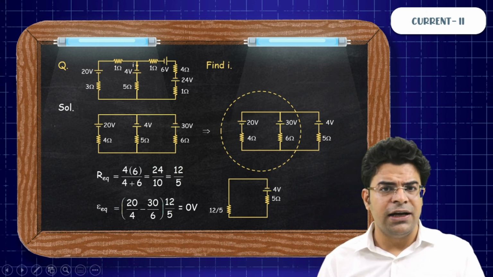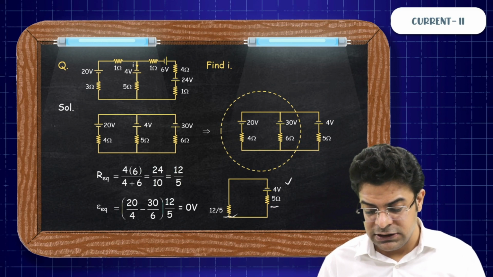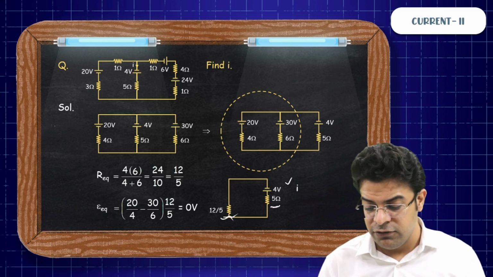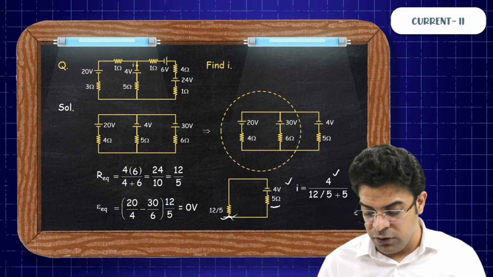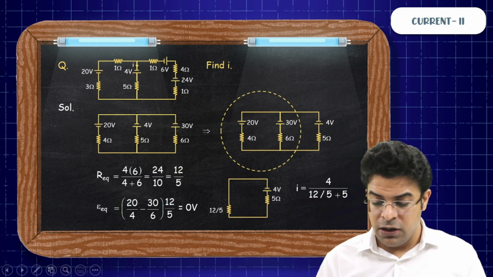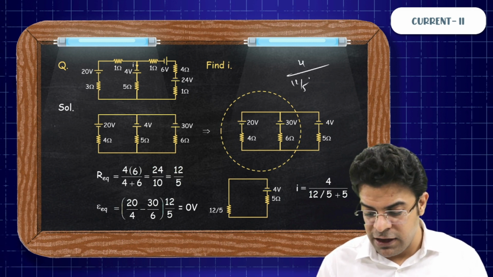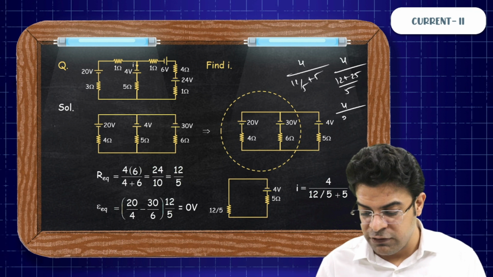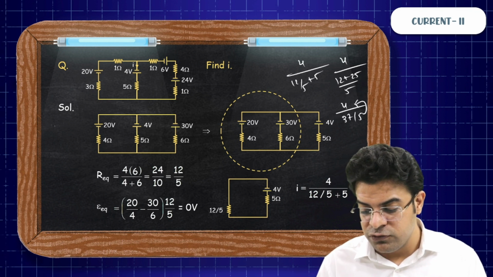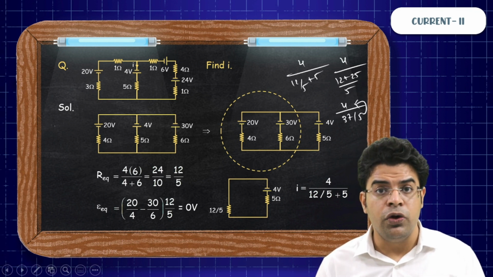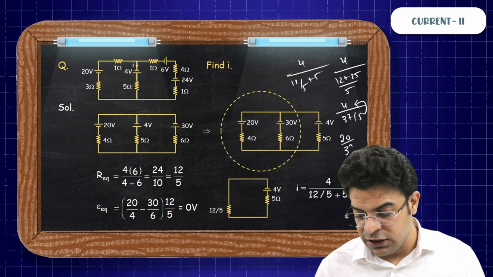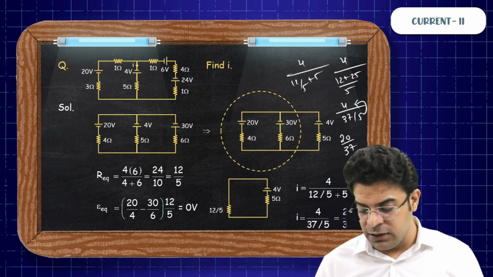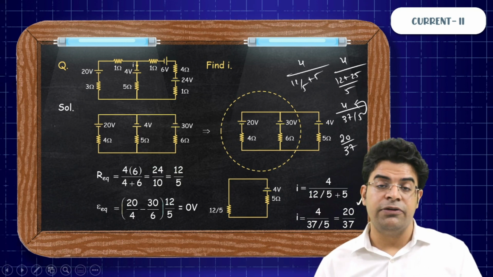So you will say current has to be the EMF divided by the resistance, which is 5 plus 12 by 5. So current comes out to be 4 upon 5 plus 12 by 5. Now you have got 4 upon 12 by 5 plus 5, that becomes 4 upon 12 plus 5 into 5, 25 by 5, that is 4 upon 12 plus 25, 37 by 5. The 5 moves from denominator to numerator, so you get 20 by 37. So the current on solving comes out to be 20 by 37.